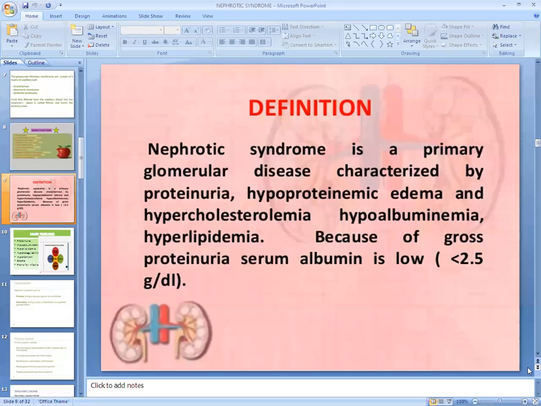Because of gross proteinuria, serum albumin is low, less than 2.5 gram per cent. So basically the problem is proteinuria in nephrotic syndrome. That is loss of proteins causing decreased level of protein, decreased oncotic pressure and edema. Then simultaneously there is increased synthesis of lipids. So that leads to increased levels of cholesterol and lipid in your body. That is called hypercholesterolemia and hyperlipidemia. So these are the basic problems in nephrotic syndrome. The main problem is proteinuria, loss of protein in urine.